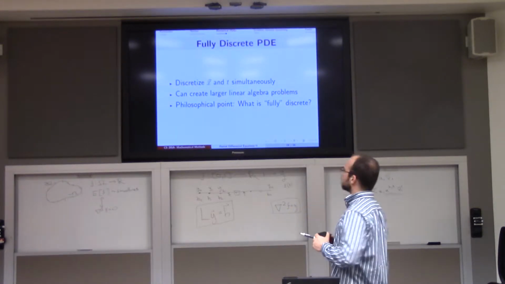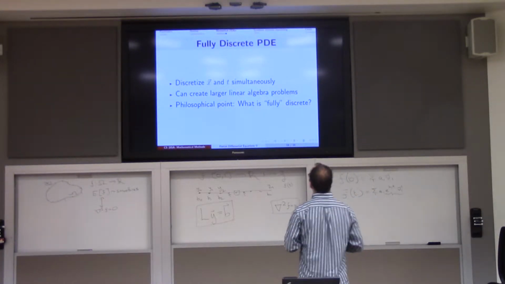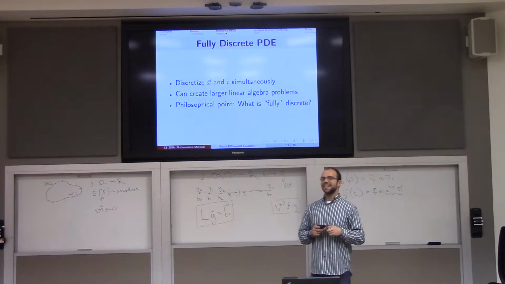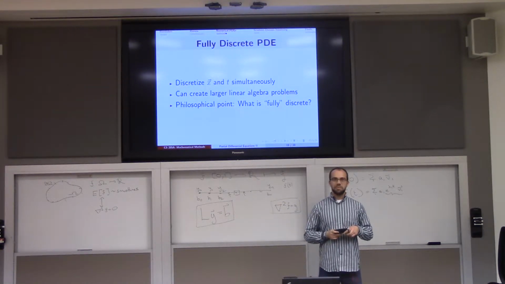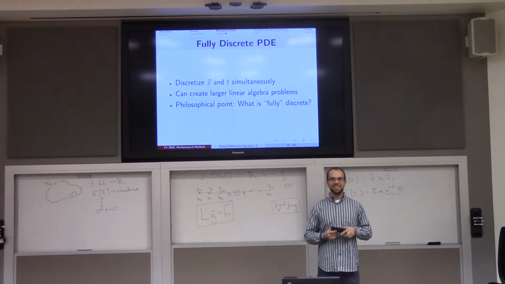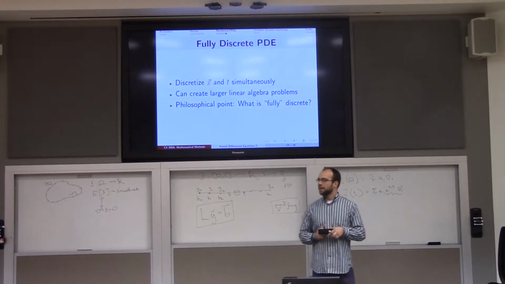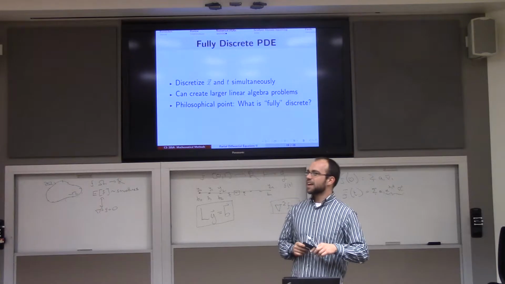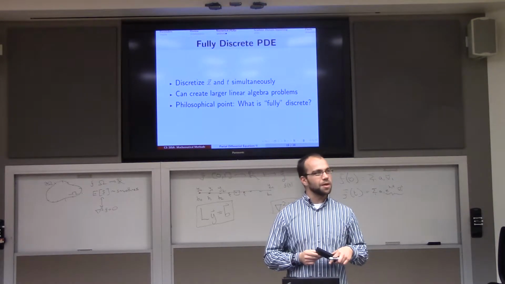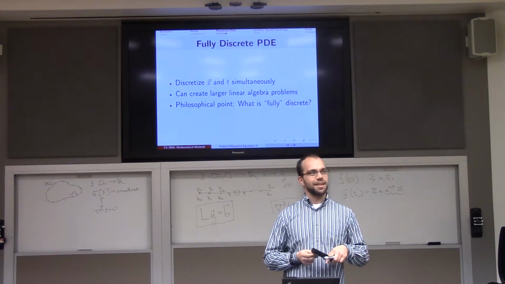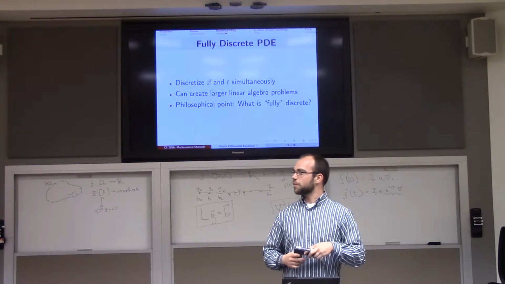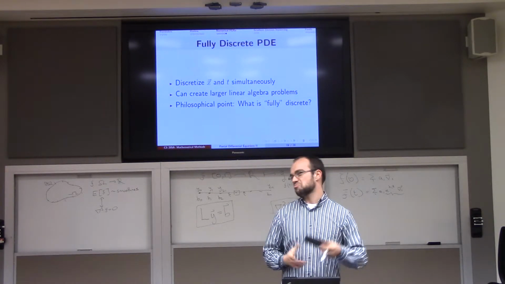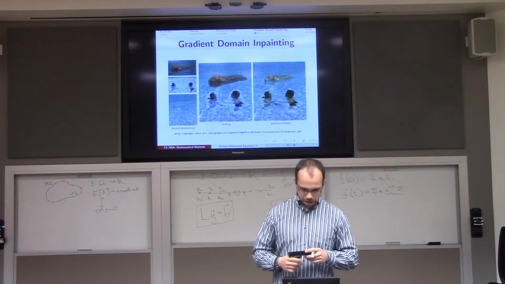One small philosophical point is what the heck does fully discrete mean? Because in the end, if you do a semi-discrete thing, you still have to discretize time eventually when you use your time stepping tool. To me, this distinction is not all that exciting. But usually when you hear the phrase semi-discrete, what it means is that you've done this in 2 steps, and fully discrete means you derived it in 1. Not a big deal. Okay.